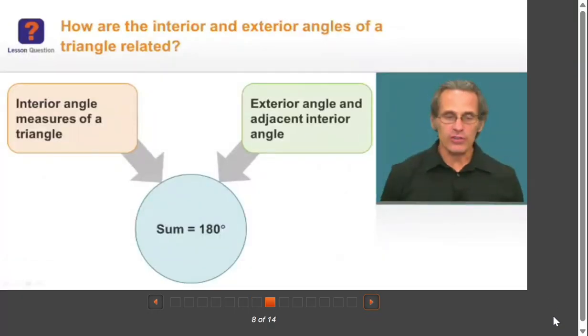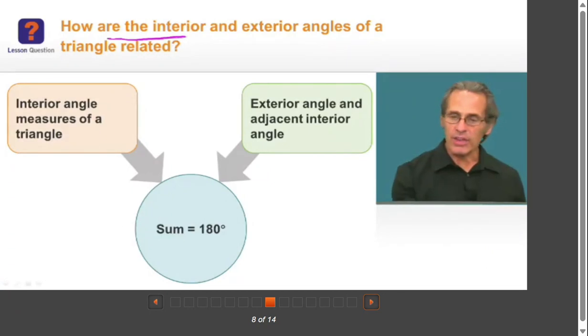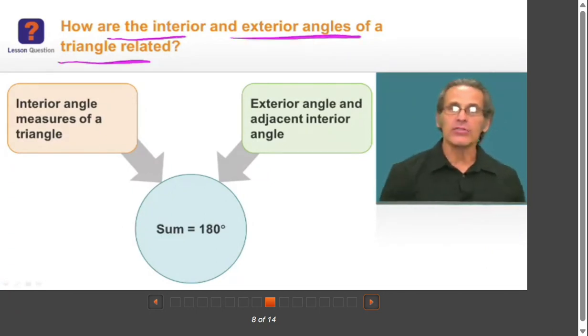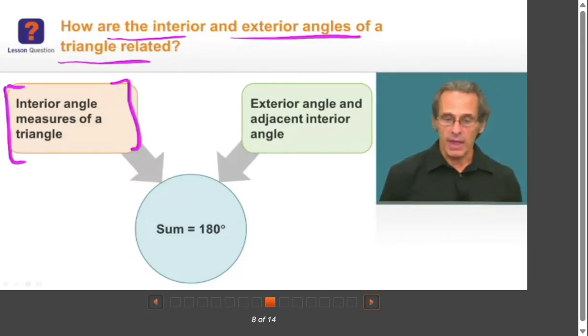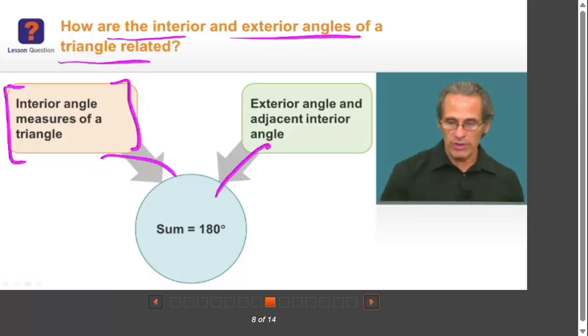You've done a really good job answering the question, how are the interior and exterior angles of a triangle related? Now we've explored the sum of the interior angle measures of a triangle. Now we're going to define and explore the relationship between exterior and interior angles of a triangle.